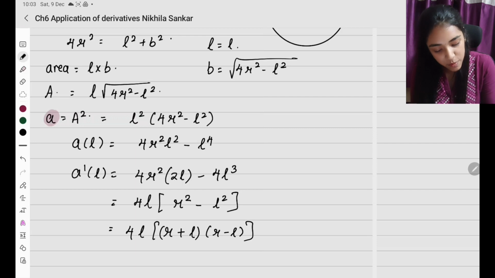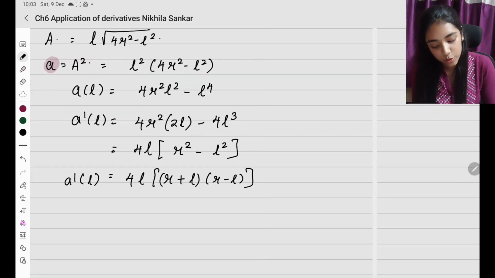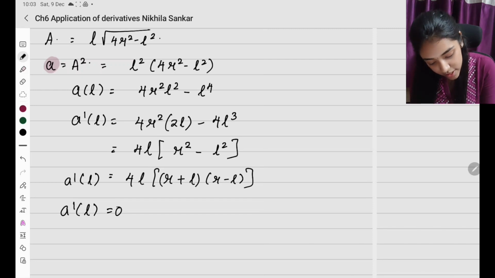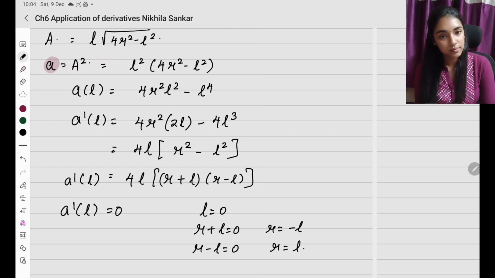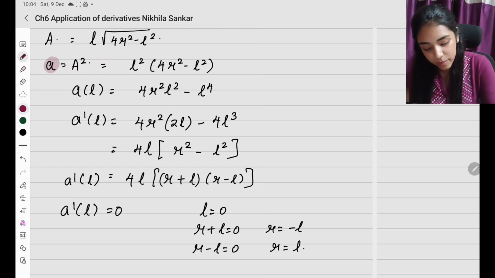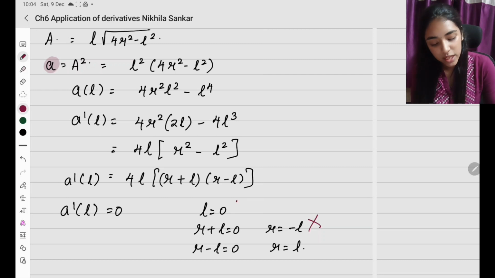I use the a square minus b square formula. So I have my A dash of L, the first derivative, is going to be this. Now I need to equate the first derivative to 0. So what do I get? Length equals 0. Then r plus L equals 0, which means r equals minus L. And r minus L equals 0, which means r equals L. Okay, but radius cannot be a negative value, so omitting this value. If length is 0 then there is no rectangle, so omitting these two values, I only have r equals L.